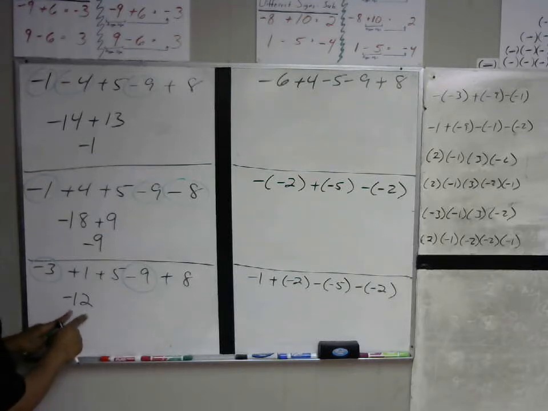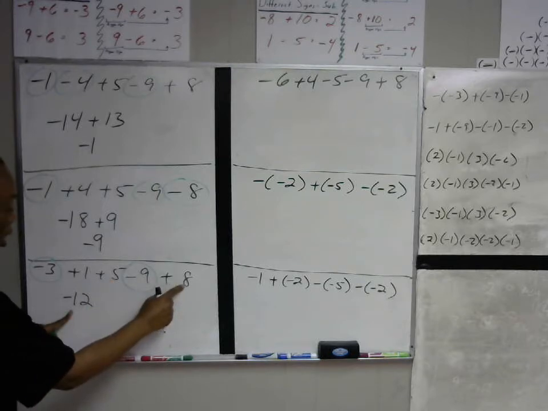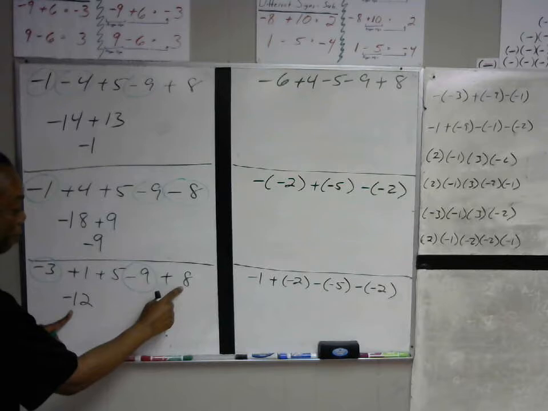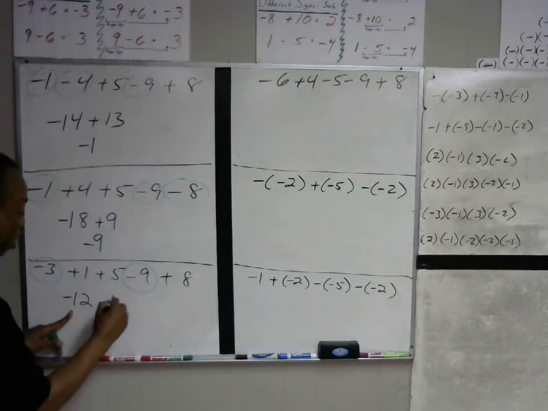Then we're going to put together all our positives, the 1, the 5, and the 8. 1 and 5 make 6. 6 and 8 make 14. So that's going to be a +14.